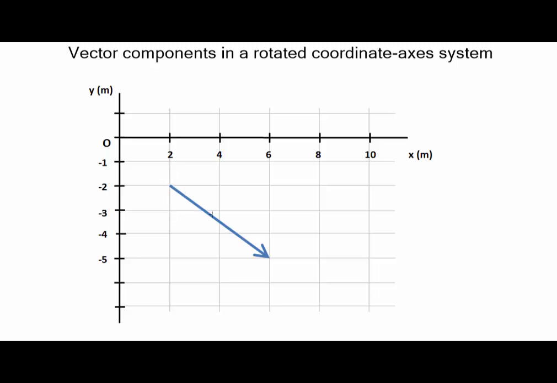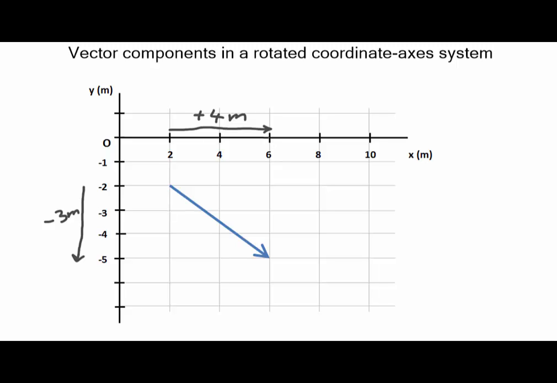Let's begin by looking at this vector in a regular coordinate axis system where the axes are not rotated. What are the components of this vector along the x and y axis? Well, you can see that the projection of this vector along the x-axis goes from 2 to 6. So the x component is simply 4 meters, because the x-axis is set in meters, to the right, so it's a positive 4 meters. And similarly, the y-axis projection goes from -2 to -5, and so that points in the negative y direction, and it's 3 units long, so that's -3 meters.